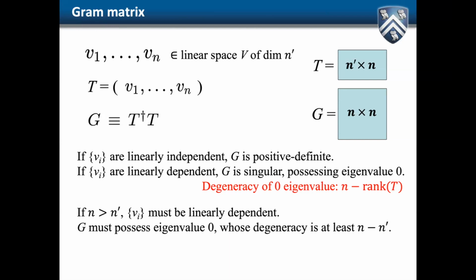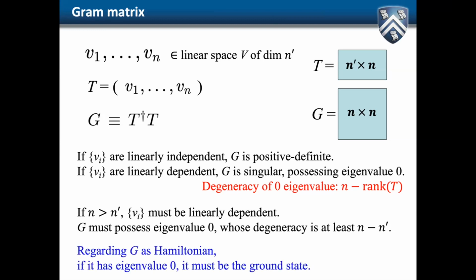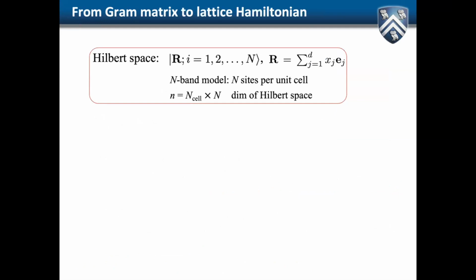And now you can see how this is connected to flat bands. If you think about this G as a Hamiltonian, then zero eigenvalue would be the lowest possible eigenvalue you can possess. And in this way, you get a Hamiltonian that has a flat band as the ground state.